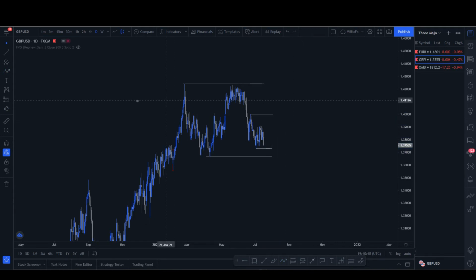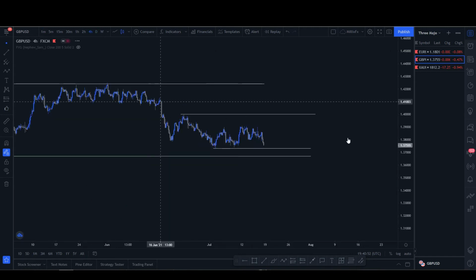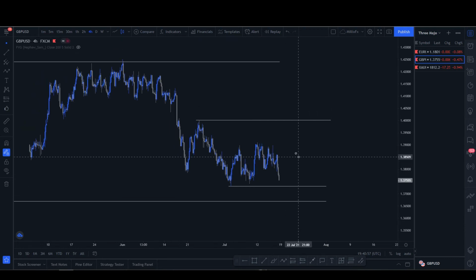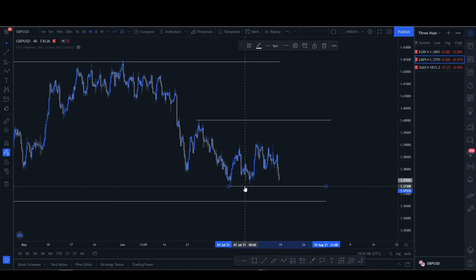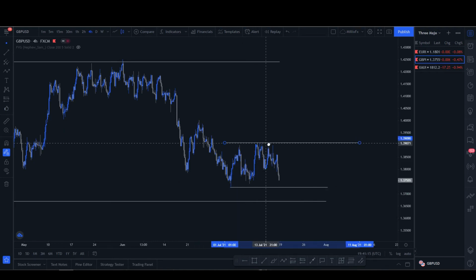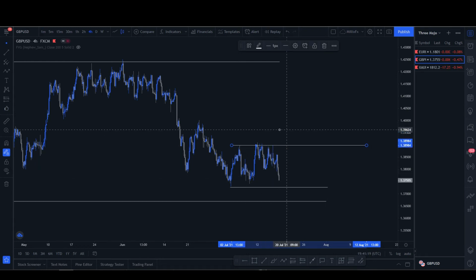So now let's look at the 4-hour time frame. We are bullish on the weekly, bearish on the daily, and then bearish on the 4-hour. So let's look at our high and low of the 4-hour. On the 4-hour, I did leave this as my high and this as my low.